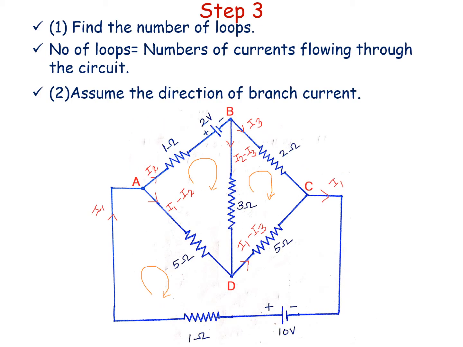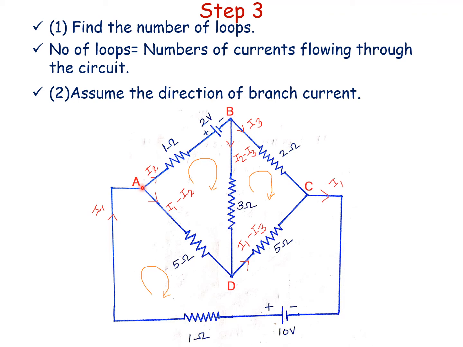Next, step number 3. Find the number of loops. Here, how many loops are in the circuit? 1, 2 and 3. So there are 3 loops corresponding to 3 currents. Next, assume the direction of the branch current. Here, first of all, I have considered the value of current as I1 and the current direction is upwards.